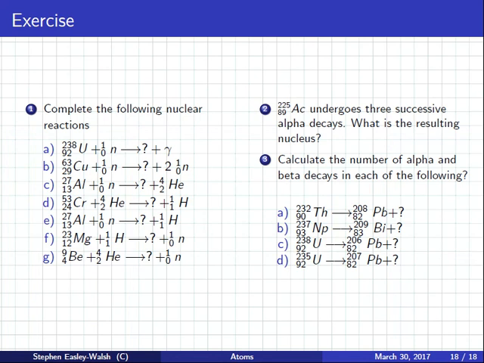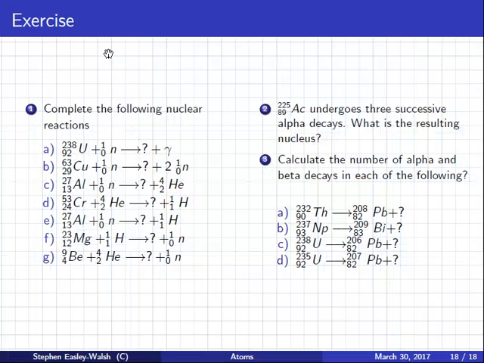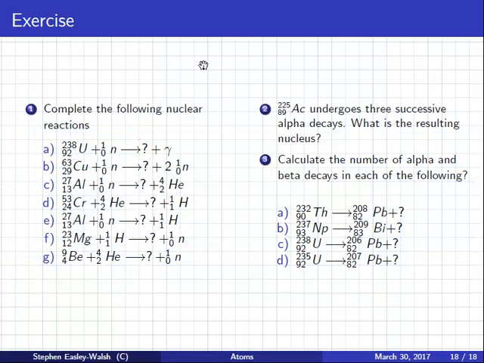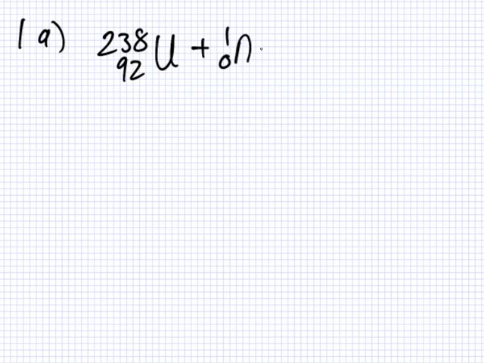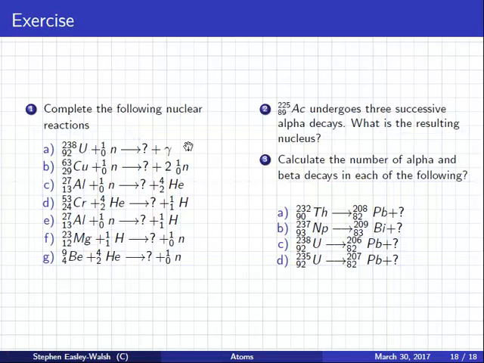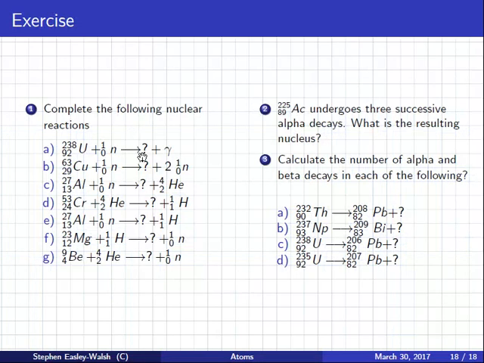I'll do part A and then we'll take turns. So part A, we have to balance this equation. So in part 1A here, we have uranium-238, 92, plus a neutron becomes. So what's happened in this question is you've had some uranium and you have a little neutron, and you fire the neutron at the uranium, and the uranium will become something different plus gamma radiation. So I have to fill in the blank here.